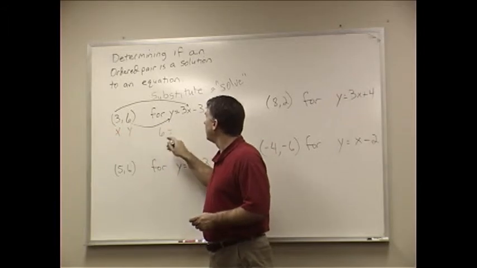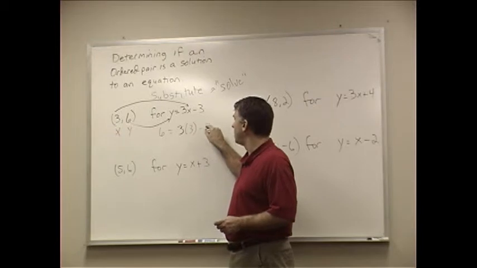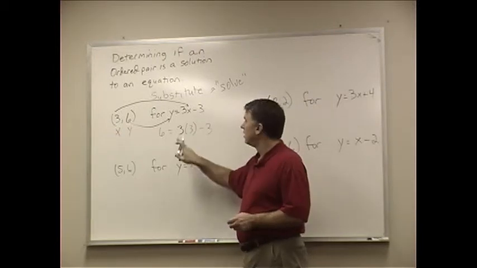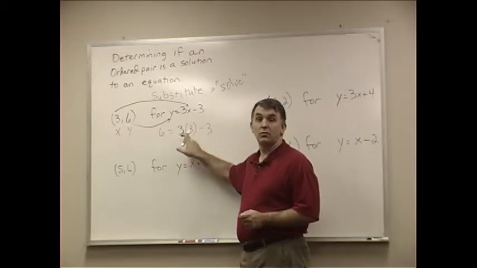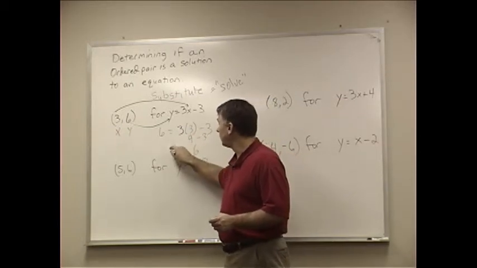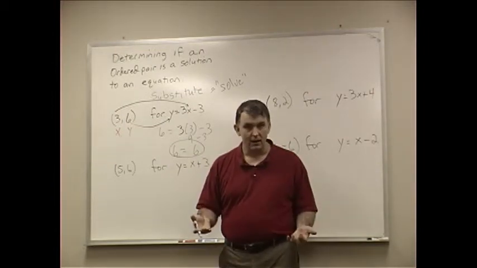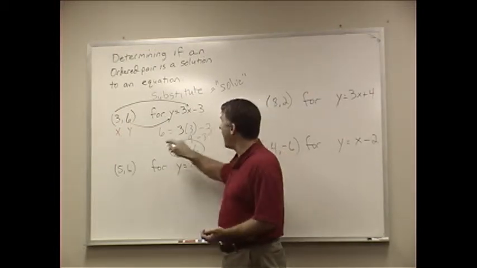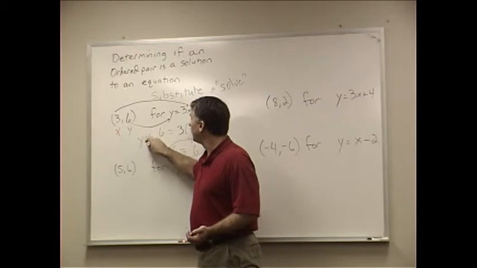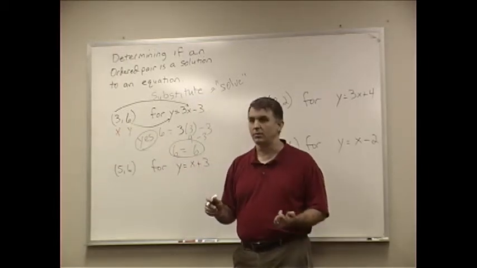So 6 equals 3 times 3 minus 3. Well, order of operations, 3 times 3 is 9. 9 minus 3 is 6. Hey, does 6 equal 6? Does that make sense? And the answer is yes. So in this case, yes, 3, 6 is a solution.